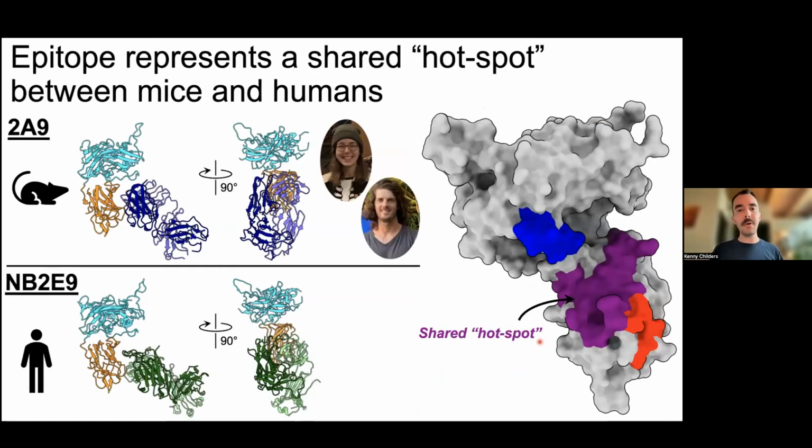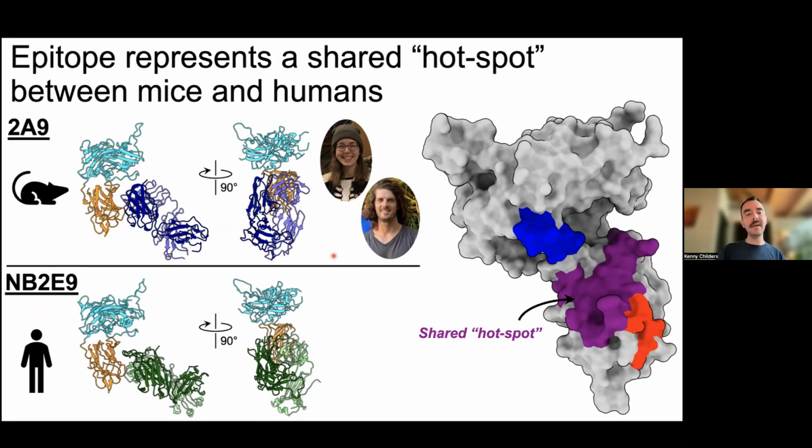And the last thing I'll go over with this structure is a comparison between a previous structure that we found using a mouse-derived antibody, 2A9, and this structure, NB2E9. The previous structure came out from two really talented crystallographers in our lab, Joey Gish and Lexi Jarvis. They determined a crystal structure of factor VIII bound to this antibody 2A9. This antibody binds both to the C1 and the A3 domain, shown here in cyan.